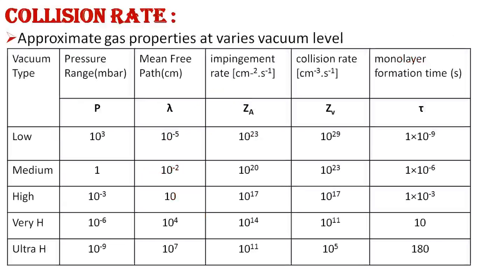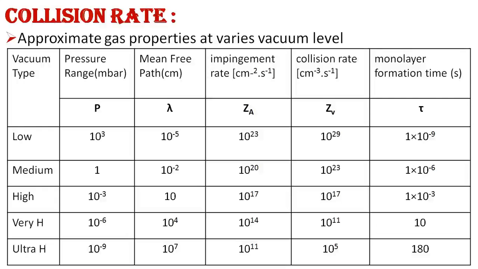Now see the table, which gives or clears the idea of collision rate and other rates, impingement rate, mean free path and pressure. So it is related with the various vacuum levels or pressure. The first column is the vacuum type, so there are some types of vacuum. Second one is the pressure. Third one is the mean free path. Then the impingement rate, collision rate, and the last one is the monolayer formation time.